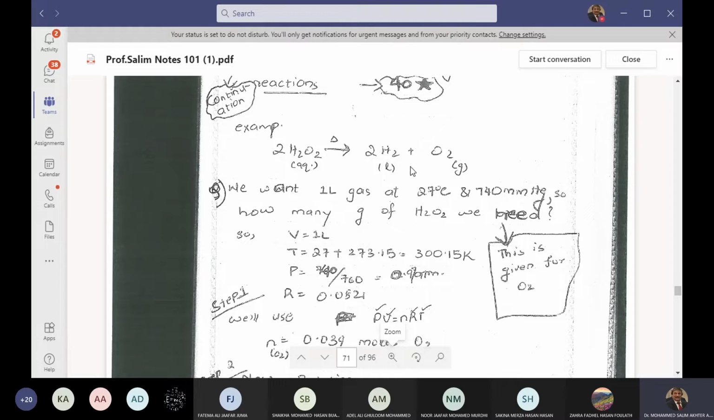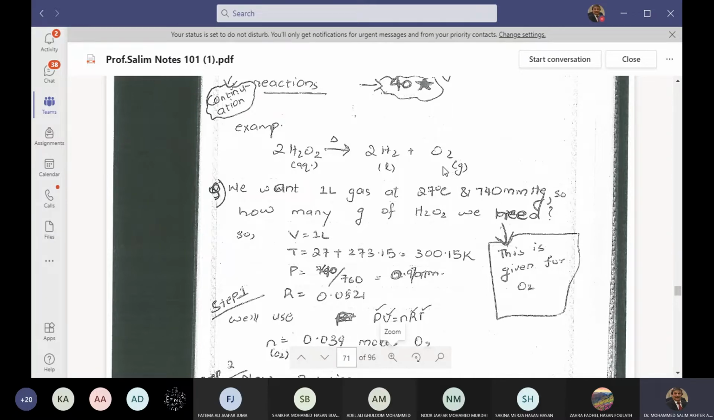For example, I will read the question, inshallah it will become a piece of cake, but after some time, not now. 2H2O2 heating goes to 2H2 plus O2. So this is a balanced equation. H2O2 is a bleaching agent. Hydrogen peroxide, we use it sometimes, girls, sometimes boys, to change the color of their hair. They change the color, so they want to make brown, green, blue, whatever they want.